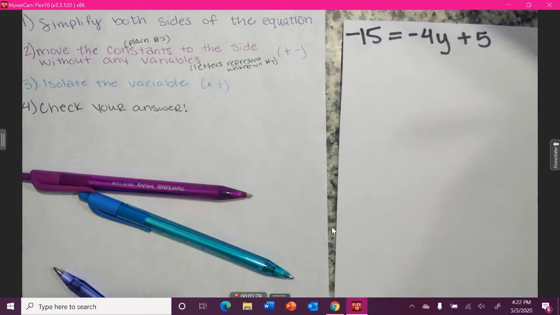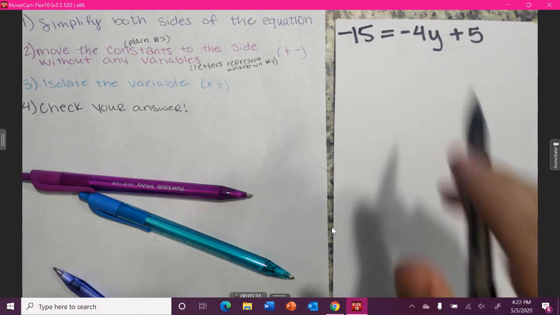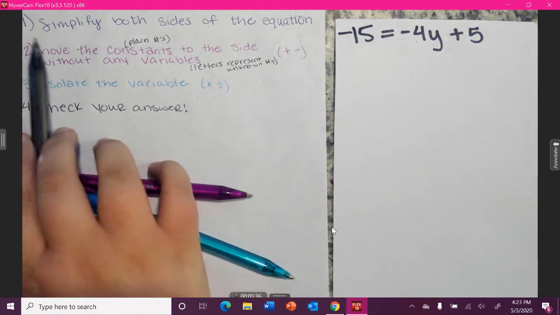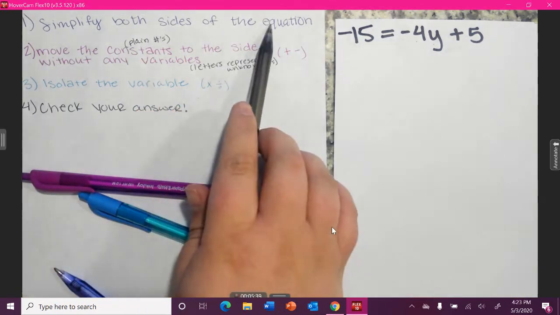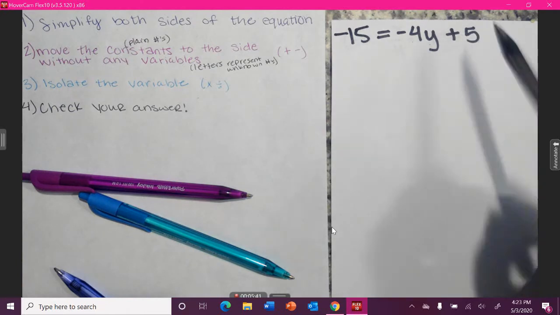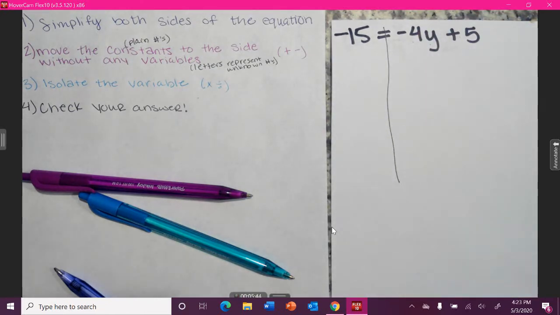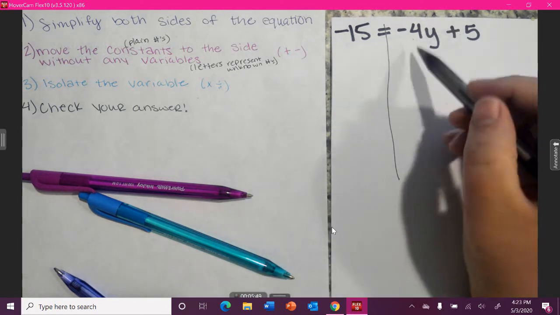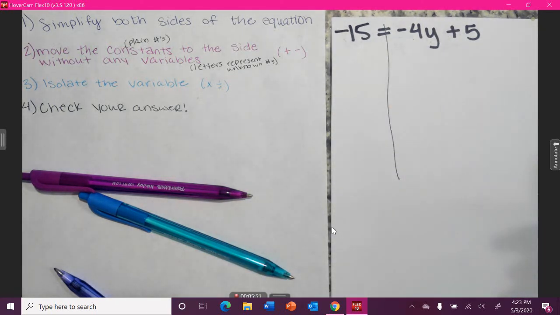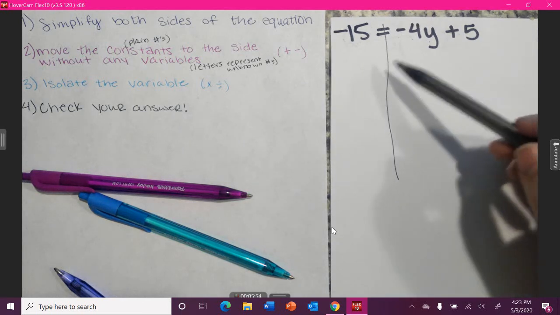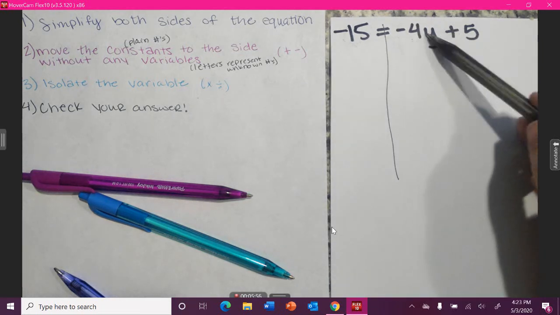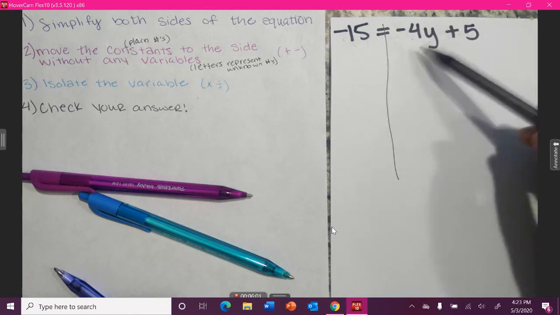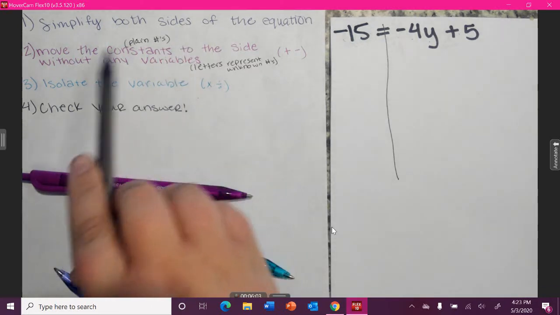The second example is negative 15 equals negative 4y plus 5. The first step is to simplify both sides of the equation. So look at the left side and the right side and think about if there's anything that we could simplify there. We see that on the left side there's only one term, so I can't combine it with anything. On the right side, negative 4y and plus 5, they are apples and oranges. We cannot combine them. So step 1's already done here.